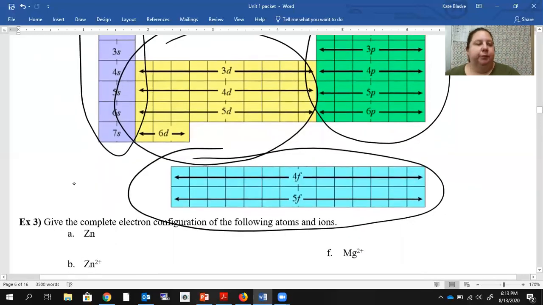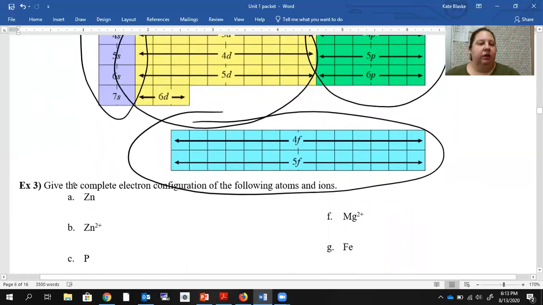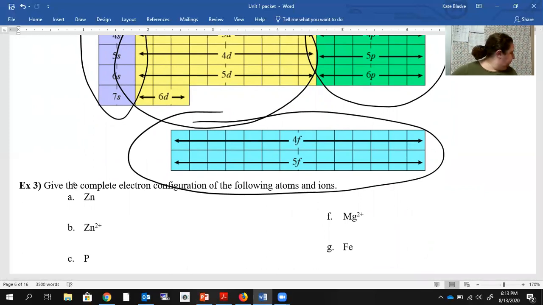So for example, number 3 says give the complete electron configuration for zinc. I gotta grab my periodic table real quick.